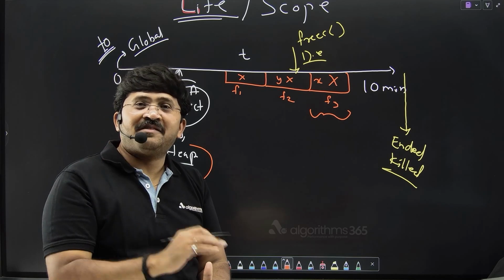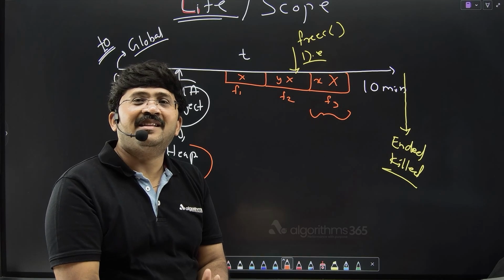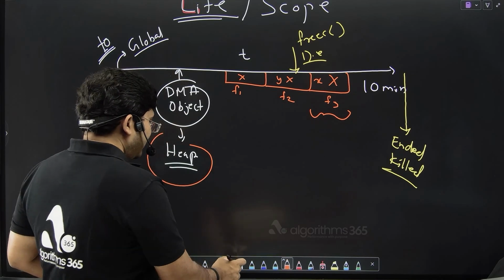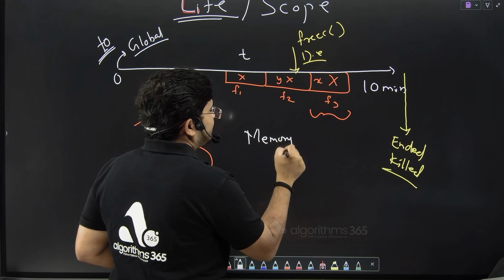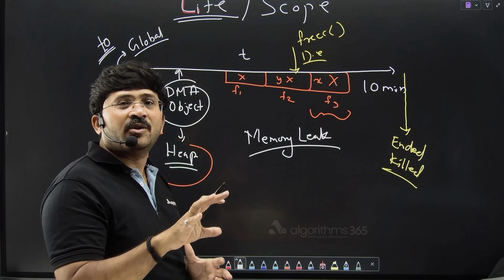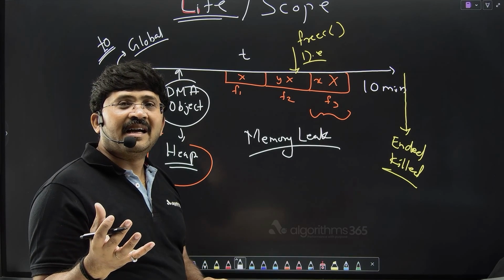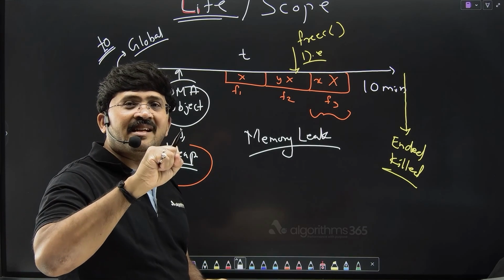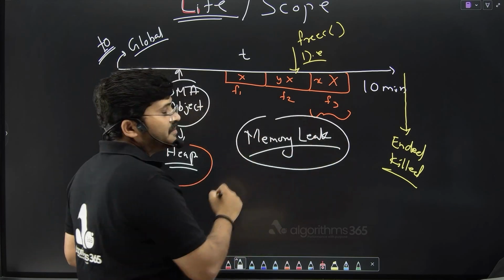Since they used to forget freeing the memory, there used to be a leak of the memory, and that was called memory leak. This is again an interview question. What is memory leak? The memory leak means a dynamically allocated memory is not being freed by the program, and that space is unnecessarily held in the RAM, and that leads to memory leak.